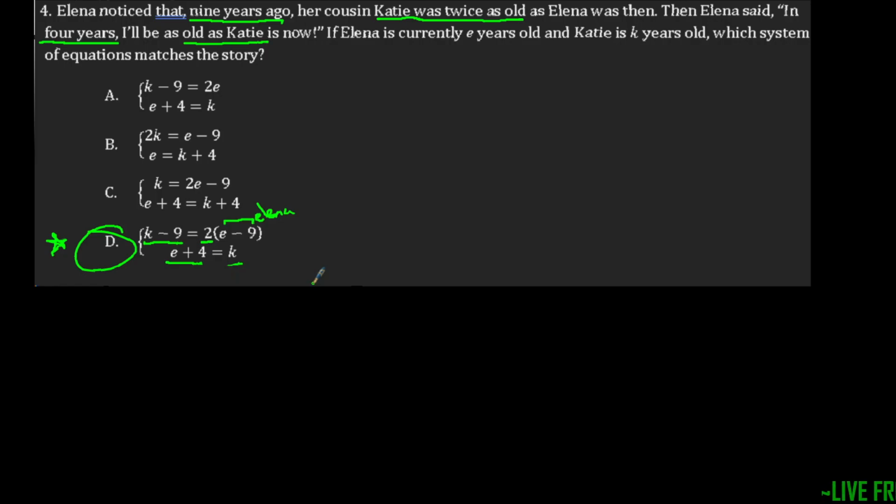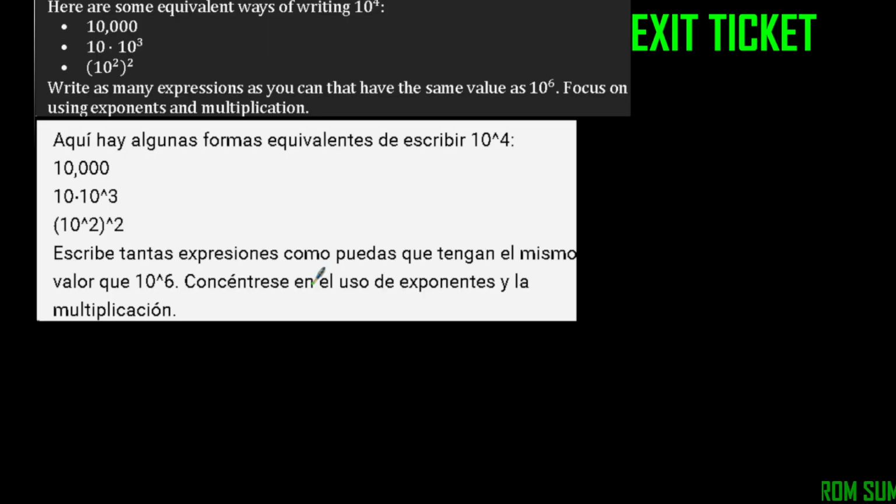And then lastly, for that exit ticket, it says here are some equivalent ways of writing 10 to the 4th power. So it has 10,000 because it has 4 zeros. It has 10 times 10 to the 3rd power because you would add those exponents, or you could write it in that set of parentheses, 10 squared to the 2nd power. So then it says to write as many expressions as you can that have the same value as 10 to the 6th power. And it says focus on using exponents and multiplication.